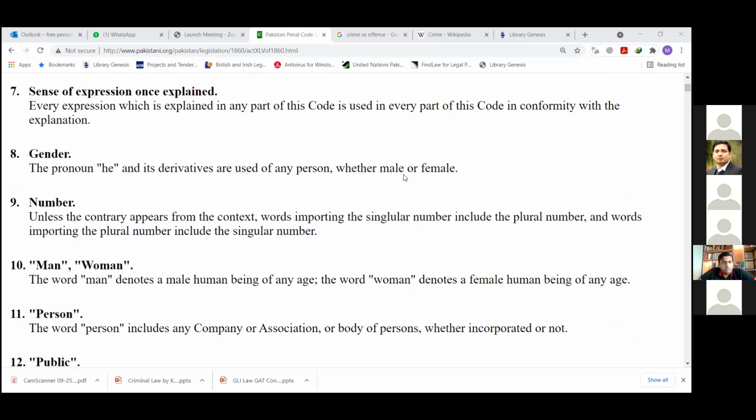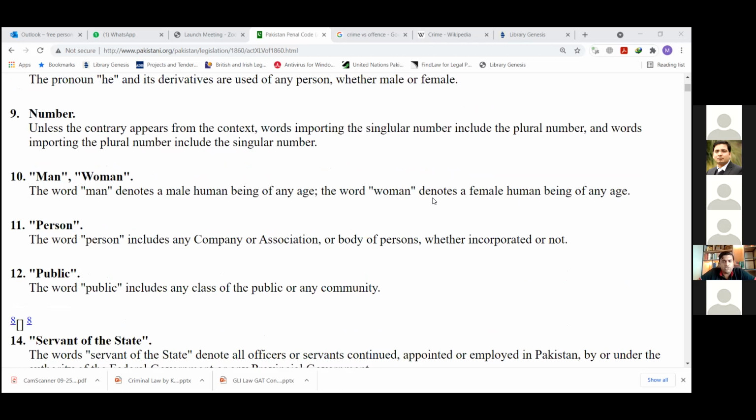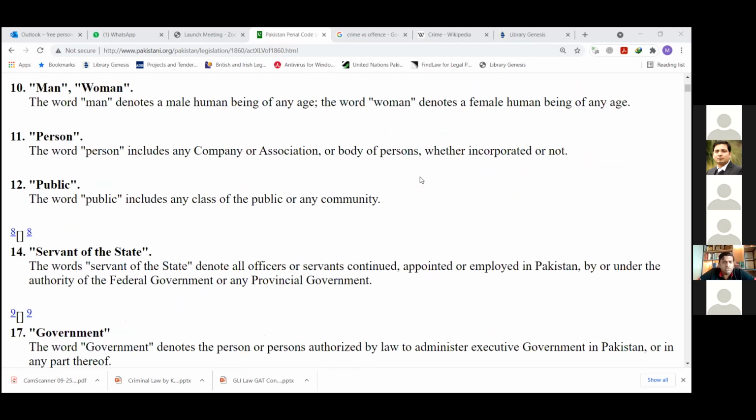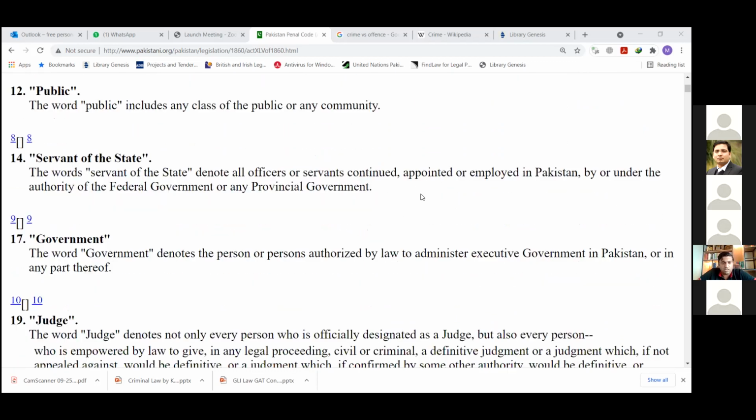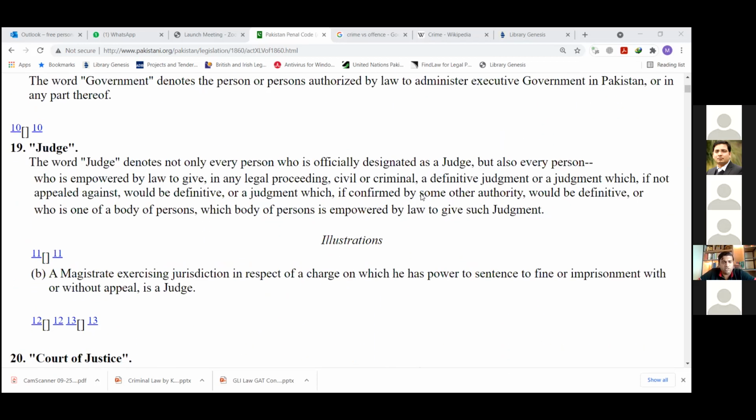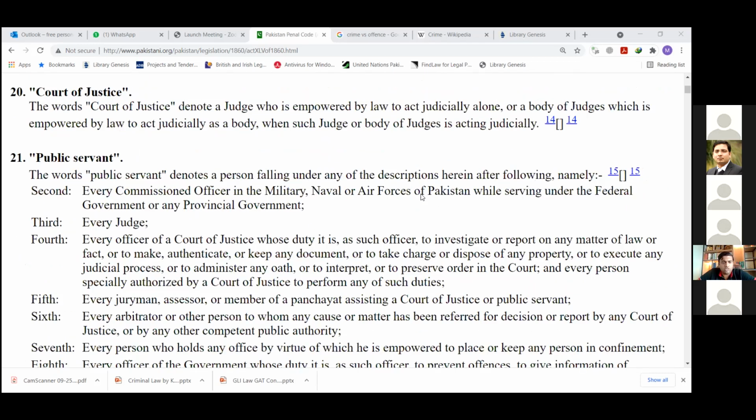Section 8 prescribes that the pronoun he will include male or female numbers. Section 9 says singular includes plural, plural includes singular. Man refers to a human male being of any age. Woman denotes a female human being of any age. Person includes a company or association, whether incorporated or not. Public includes any class of public, servants of the state, government, judge, court of justice, public servant.